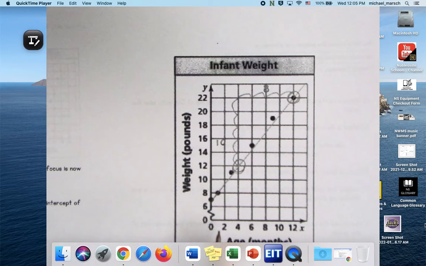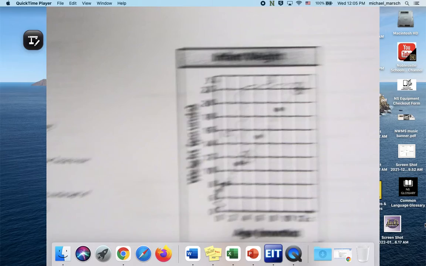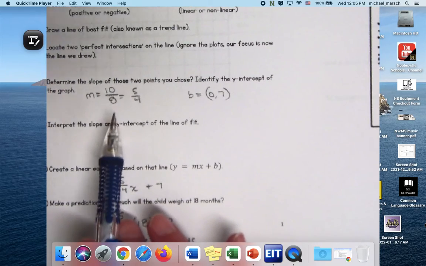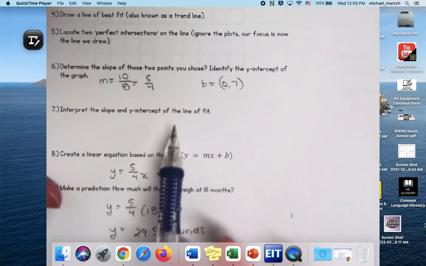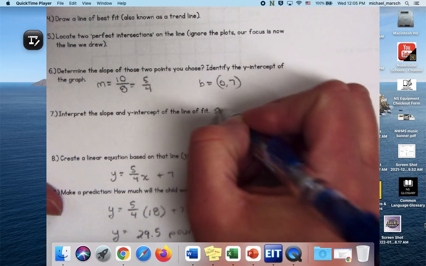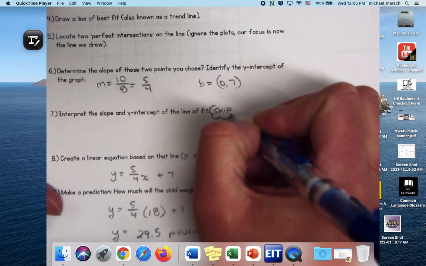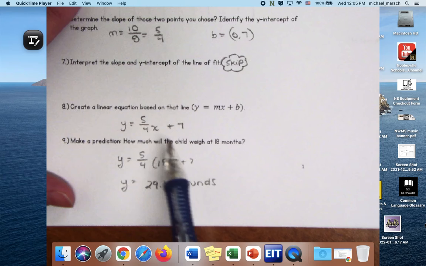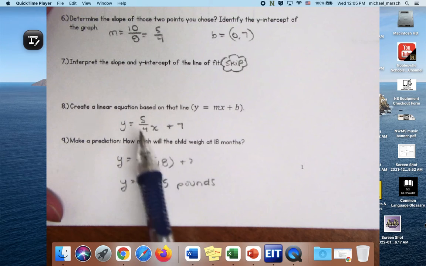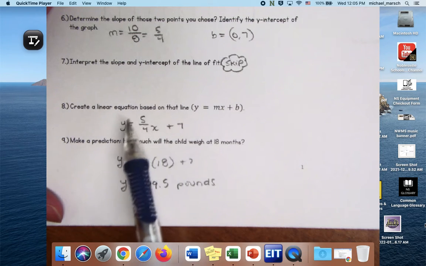How are we doing so far? On track? So I simplified my slope to 5/4. I told you guys to skip number 7 for now. My equation, 5/4x plus 7, you leave this as a fraction.